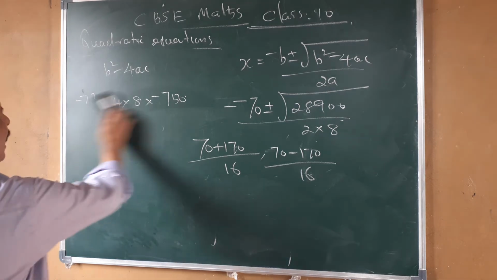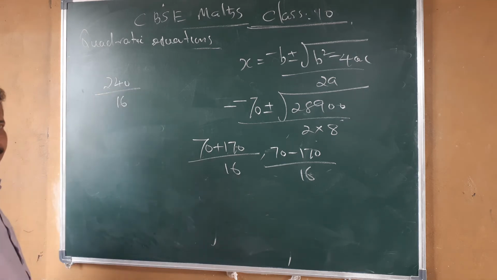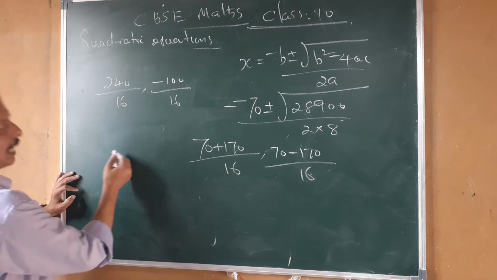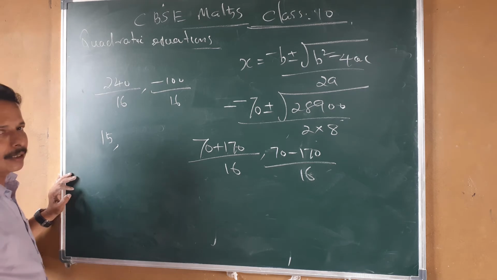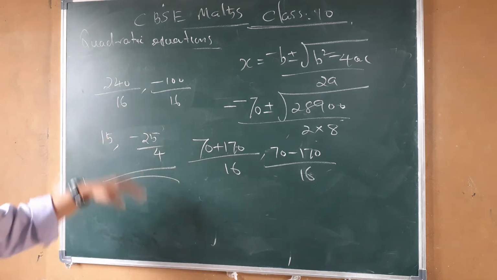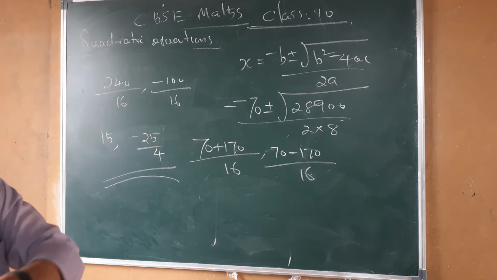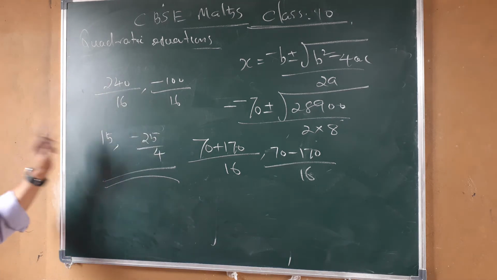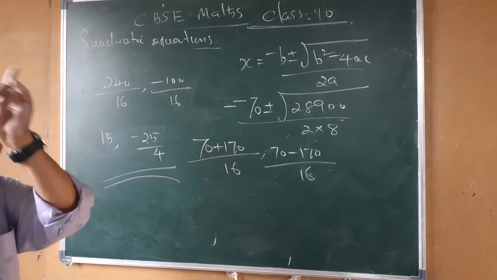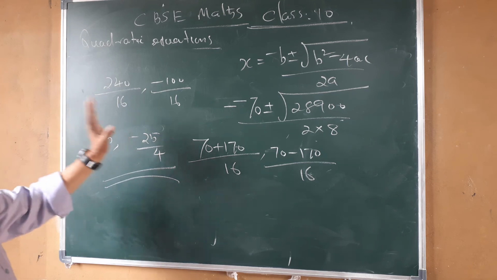Is it clear? If you add, you get 240 divided by 16, which is 15. And the other value is minus 100 divided by 16, which is minus 25 divided by 4. We really don't want this negative value, because time is always positive. So the time taken by the larger pipe is 15 and the smaller pipe is 15 plus 10, because it is x plus 10, which is 25. So your answer is 15 and 25.